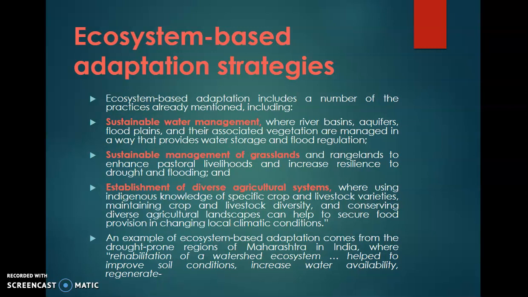An example of ecosystem-based adaptation comes from the drought-prone regions of Maharashtra in India, where rehabilitation of a watershed ecosystem helped to improve soil conditions, increase water availability, and regenerate. So, improved soil conditions and water availability regeneration was made possible in Maharashtra, India, where rehabilitation of the watershed ecosystem took place.